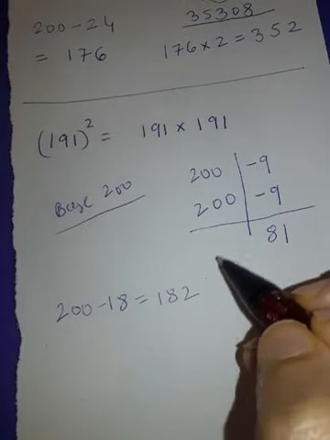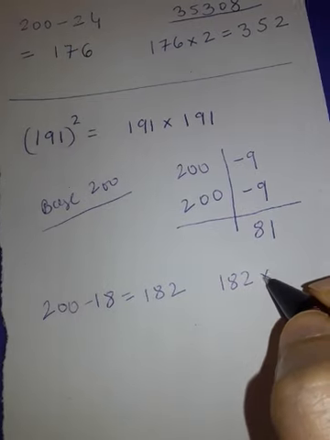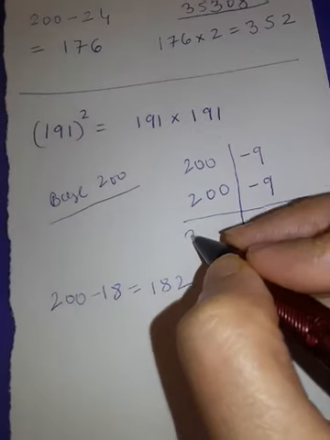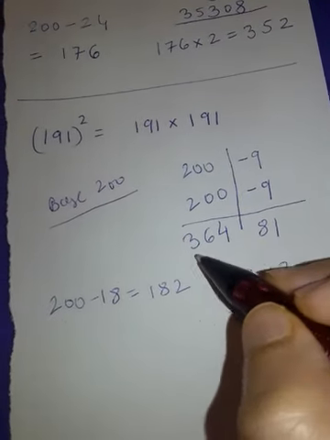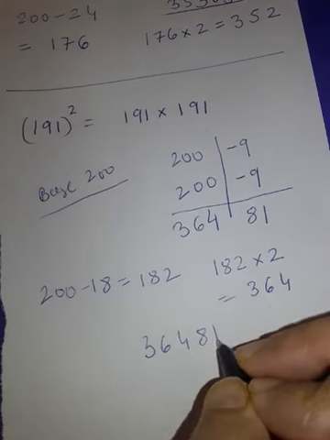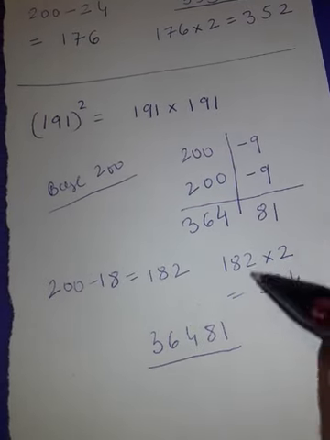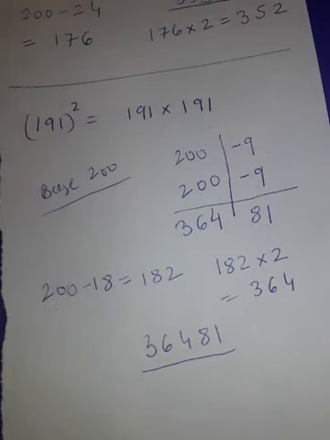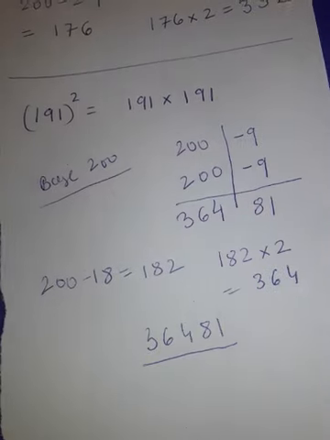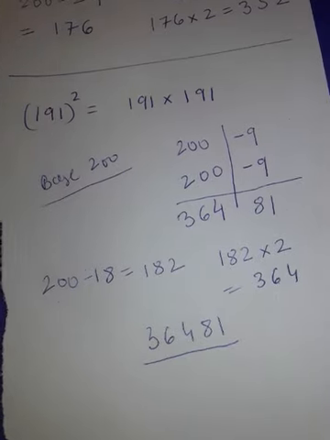182. But can I copy 182 here directly? Base is 200, so I have to multiply 182 by 2. That is 364. And now this becomes your answer, 36,481. This is your answer. Since it's a 2-digit number only, we can directly copy it. See how easy it is to make squares and to take products using a common base. Did you like this trick? Let's see a few more examples so that this procedure becomes very clear.